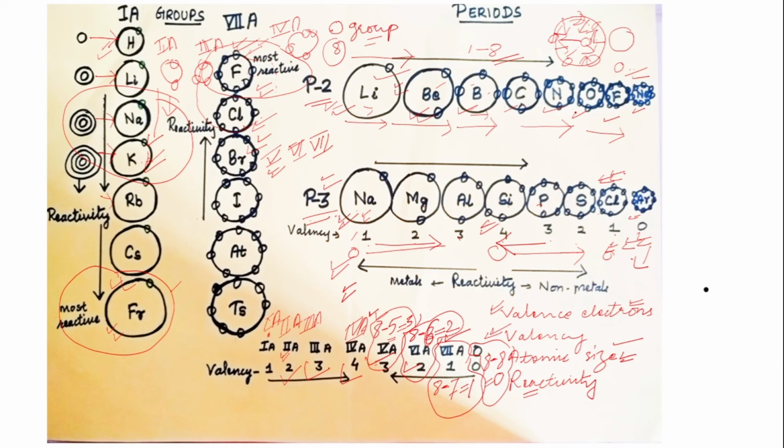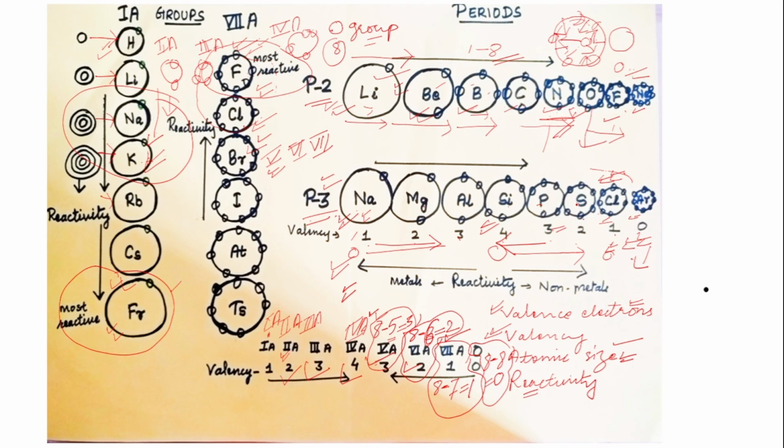And in the period, you can see oxygen and nitrogen, and fluorine. Fluorine is more reactive than oxygen, and oxygen is more reactive than nitrogen. Why? Because fluorine has a smaller atomic size than oxygen, and oxygen has a smaller atomic size than nitrogen. Similarly here, chlorine, sulfur, and phosphorus: chlorine is more reactive than sulfur, and sulfur is more reactive than phosphorus because of atomic size. Chlorine has a smaller atomic size than sulfur, and sulfur has a smaller atomic size than phosphorus. So you may get questions from here also.